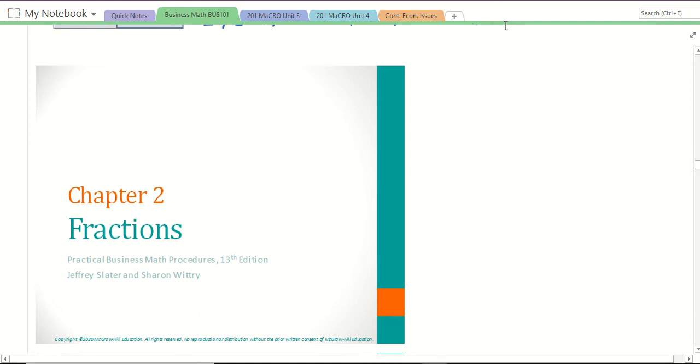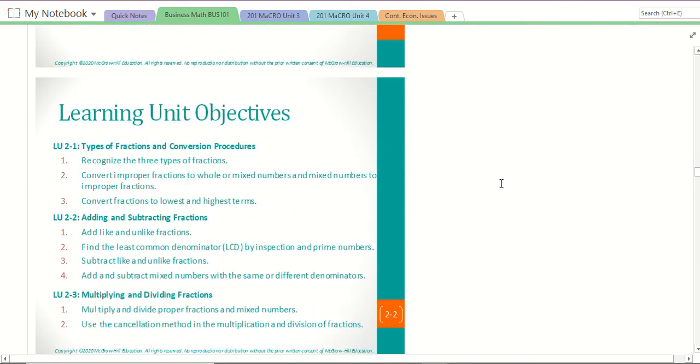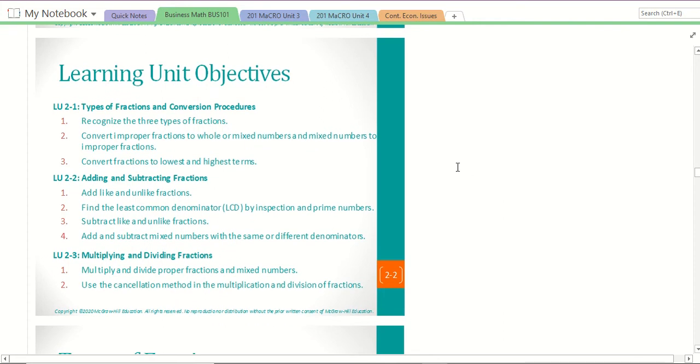Just going to go quickly through chapter 2. I'm going to break this up into two videos: section 1, which will do adding and subtracting, and then chapter 2-2, which will be multiplication and division. So let's get right to it, because there's nothing worse than watching a 20-minute video. I hope this is less than 10 minutes.